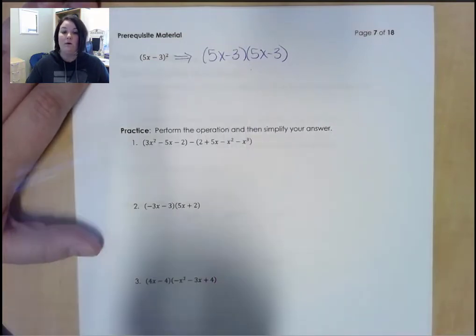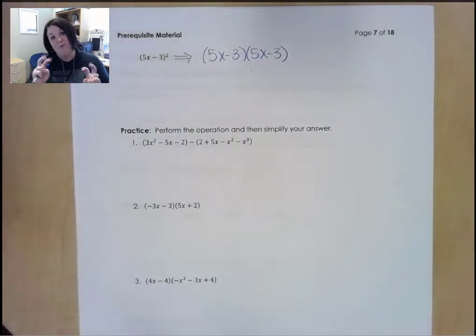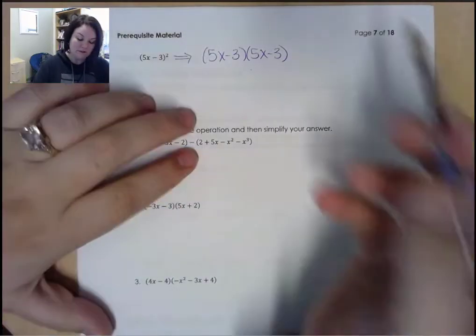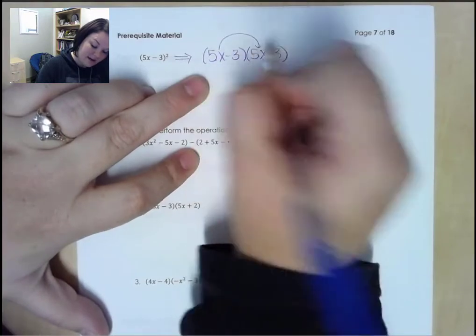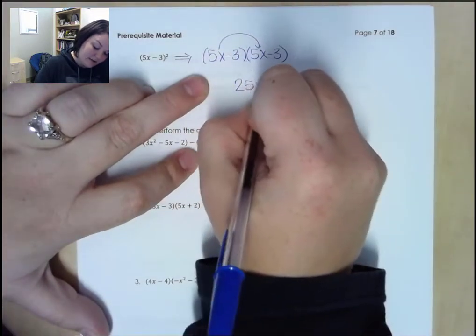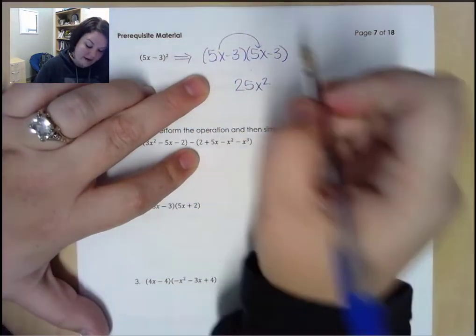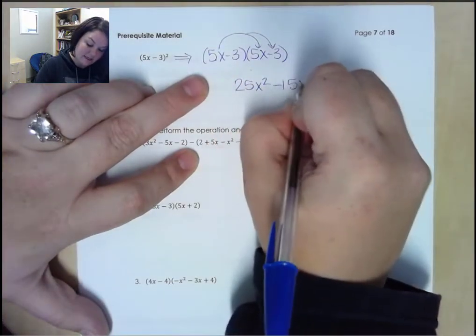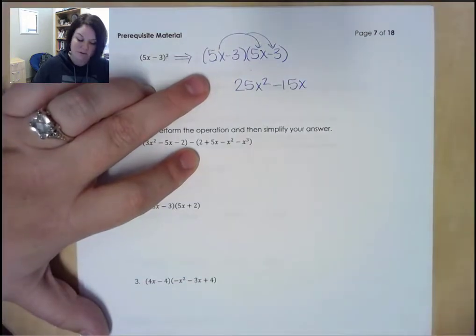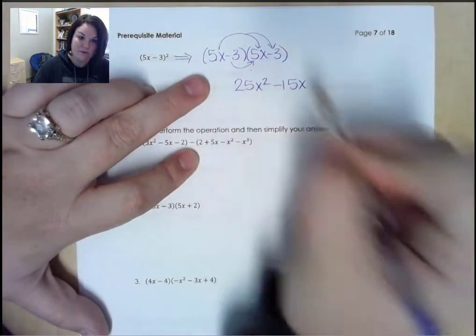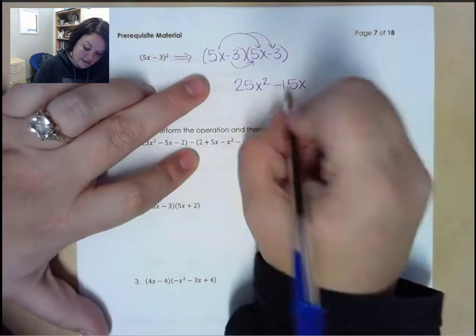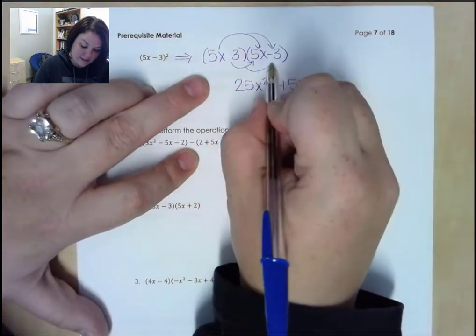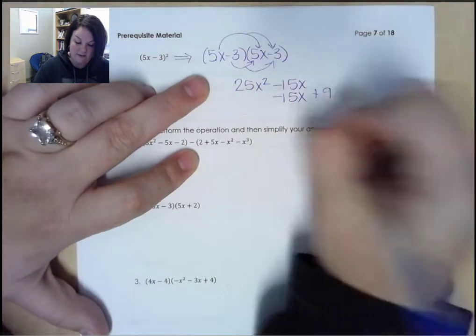And now we can go ahead and distribute this, or in this case, FOIL it, right, to get all of our terms. So 5x times 5x is going to give me 25x squared. 5x times -3 is going to give me -15x. And then I distribute my -3. -3 times 5x is -15x. So again, I'm going to go ahead and just line mine up. And then -3 times -3 is +9.